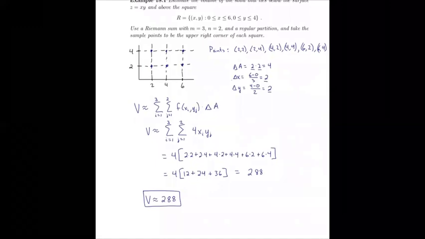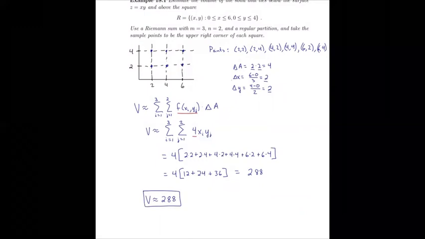And now we're ready to estimate our volume underneath this curve on this region R. So here's our double summation, or double Riemann sum, and f of xi, yj. So each of our points will be plugged in there for i equals 1 up to 3, and j equals 1 up to 2. And that's multiplied by delta A, which will be 4. We'll see below. So here's 4. And then f of xi, yj is xi times yj. That's from the definition of f, or z equals xy.